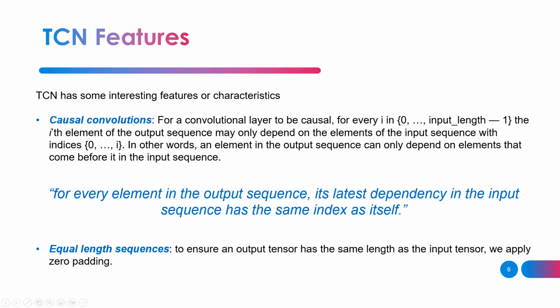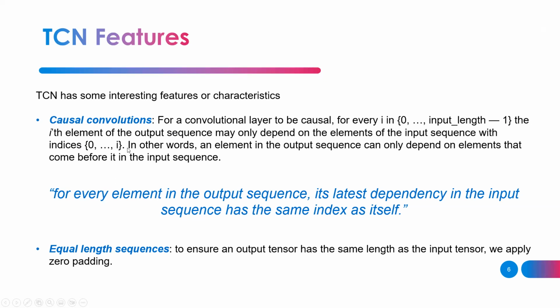There are a few parameters that you need to get familiar with if you want to understand TCN characteristics or features. The first one is causal convolutions. What does causal convolution mean over here? For a convolutional layer to be causal, for every single value i in the range from 0 to the input length minus 1, the ith element of the output sequence may only depend on the elements of the input sequence with the indices 0 to i.